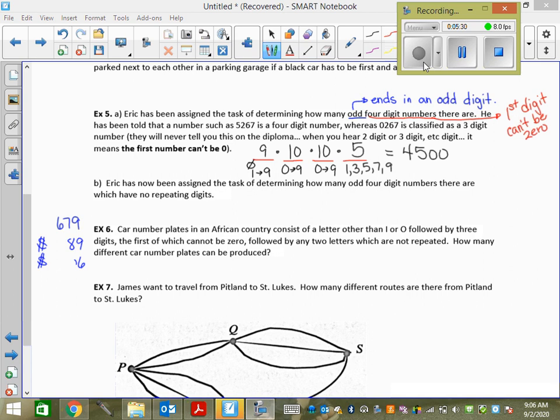B changes it up a little. Eric has now been assigned the task of determining how many odd 4-digit numbers there are with no repeating digits. So when you see no repeating digits, you need to think box and hold.